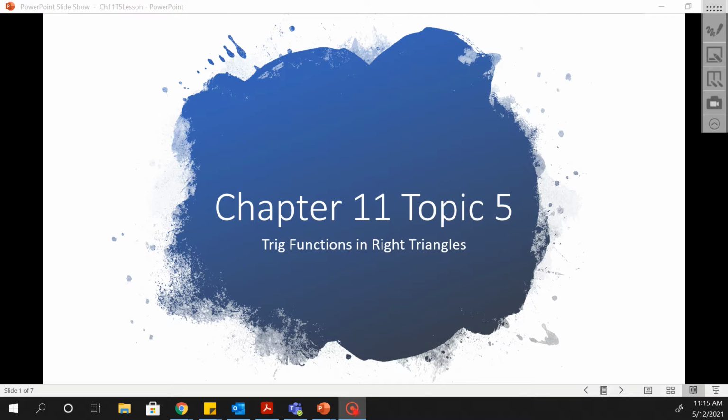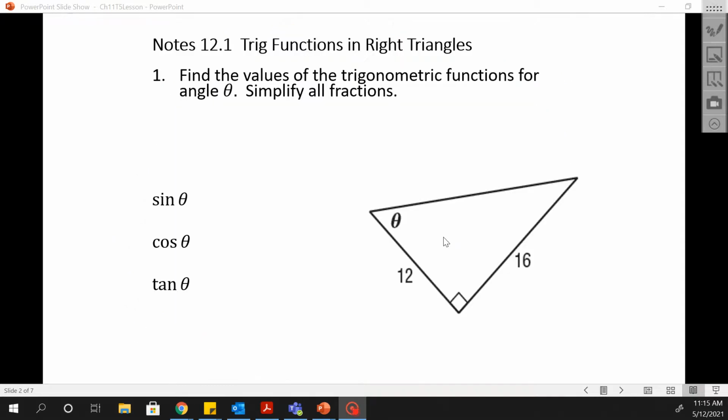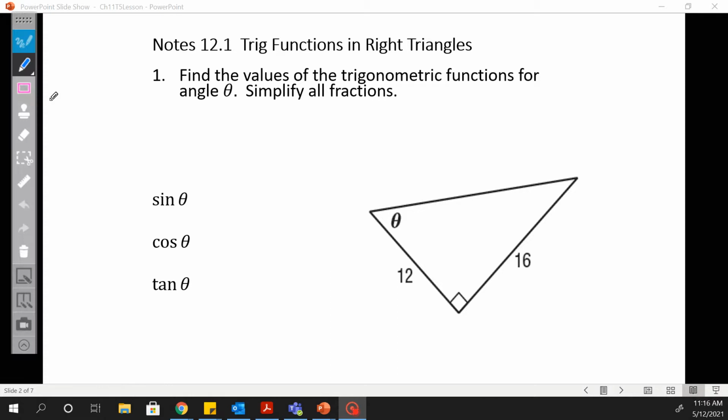Okay, today we're going to be looking at some more trig functions and right triangles: sine, cosine, tangent. Number 1, find the values of trigonometric functions for angle theta, simplify all fractions. Kind of like the same thing we were looking at yesterday. So here's angle theta, it's a right triangle. We want to know what the sine of theta is, cosine of theta, and tangent of theta.